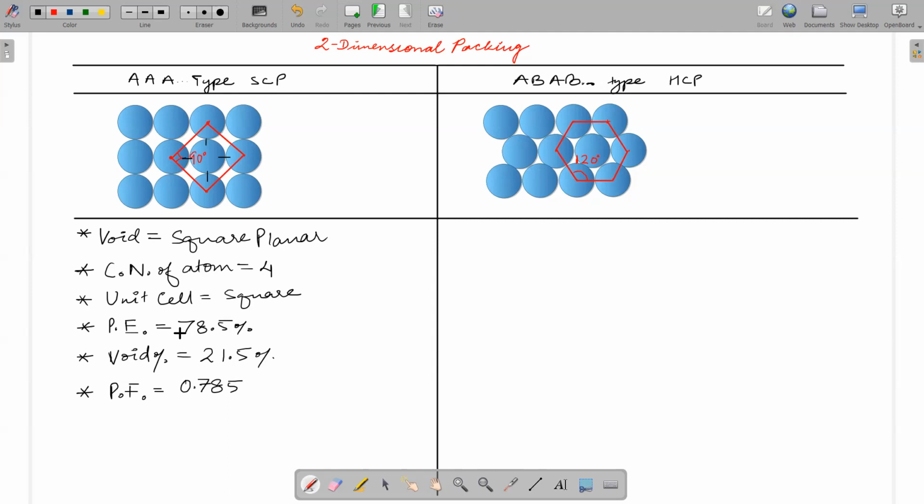Okay, what else do we know? Do we know anything else? Am I missing something? No, let us see. What is the void here in ABAB type packing? Hexagonal. There are only 2 types of 2D void. What 2D void is there? Triangular. There are only 2, square and triangular voids in 2D. Triangular void.